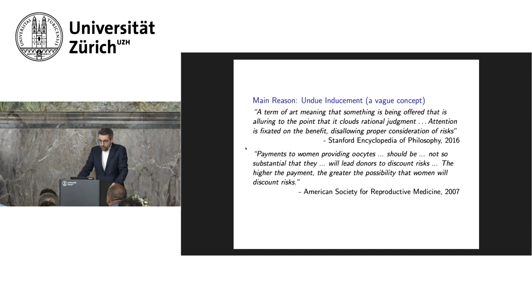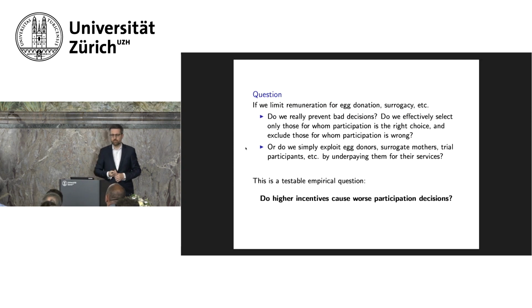The American Society for Reproductive Medicine says explicitly that payments to women providing human eggs should be not so substantial that they'll lead donors to discount risks. The higher the payment, the greater the possibility that women will discount risks. And that's why they say we should limit these payments. And if that hypothesis is right, well, limiting these payments is good.